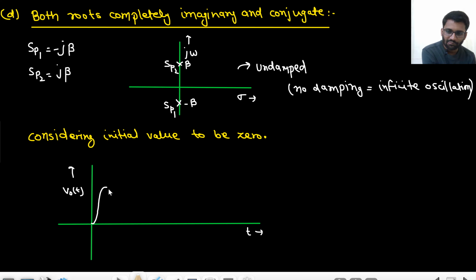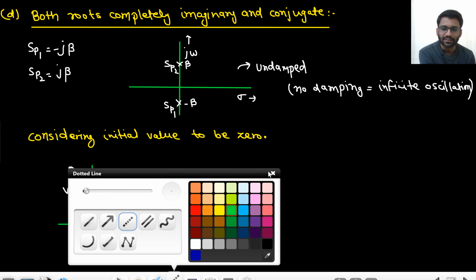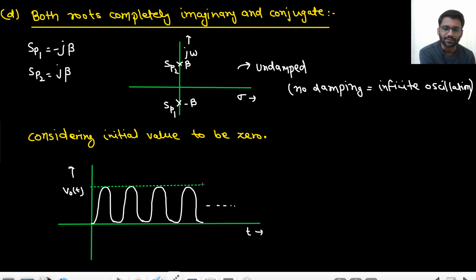So it will always oscillate, but it will oscillate around one maximum value, that is for sure. This maximum value is constant, so this is always oscillating.